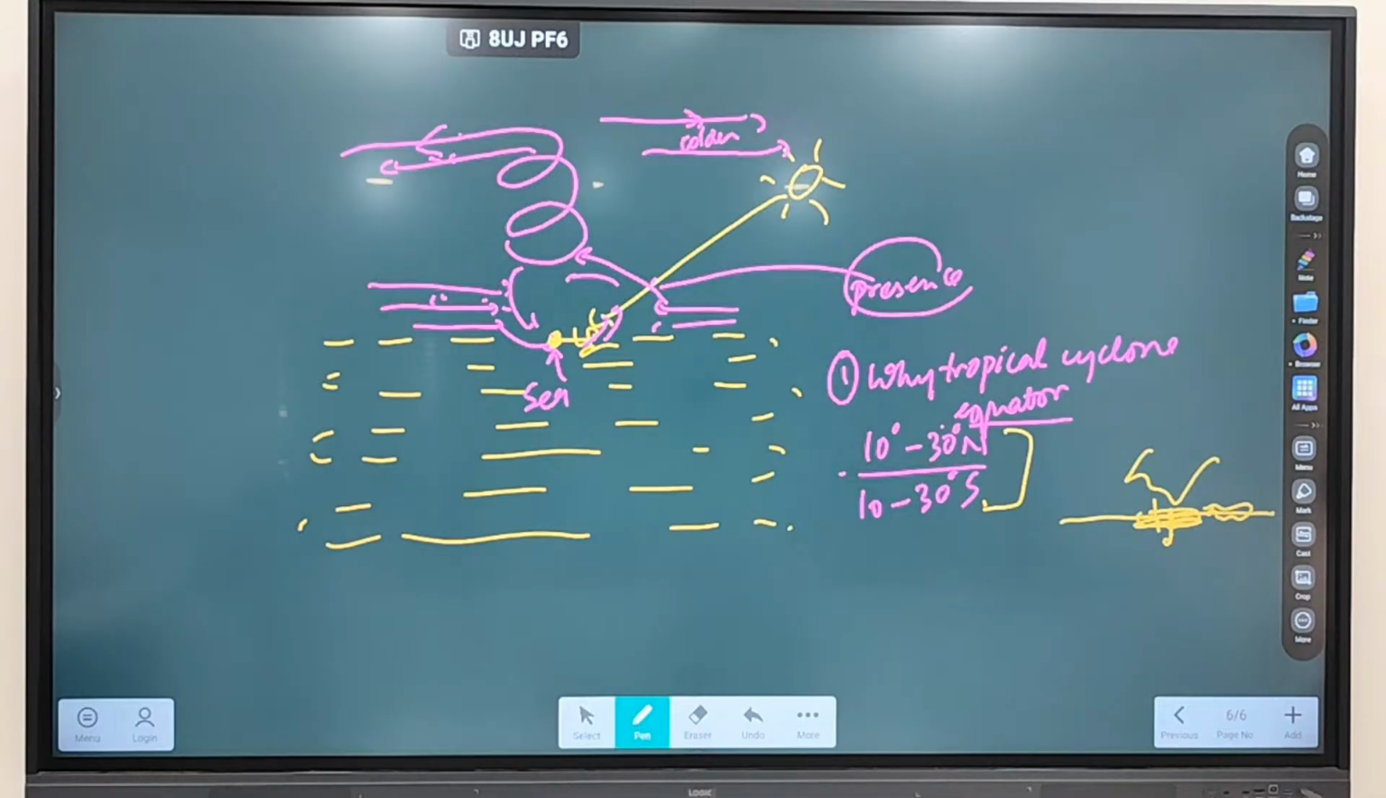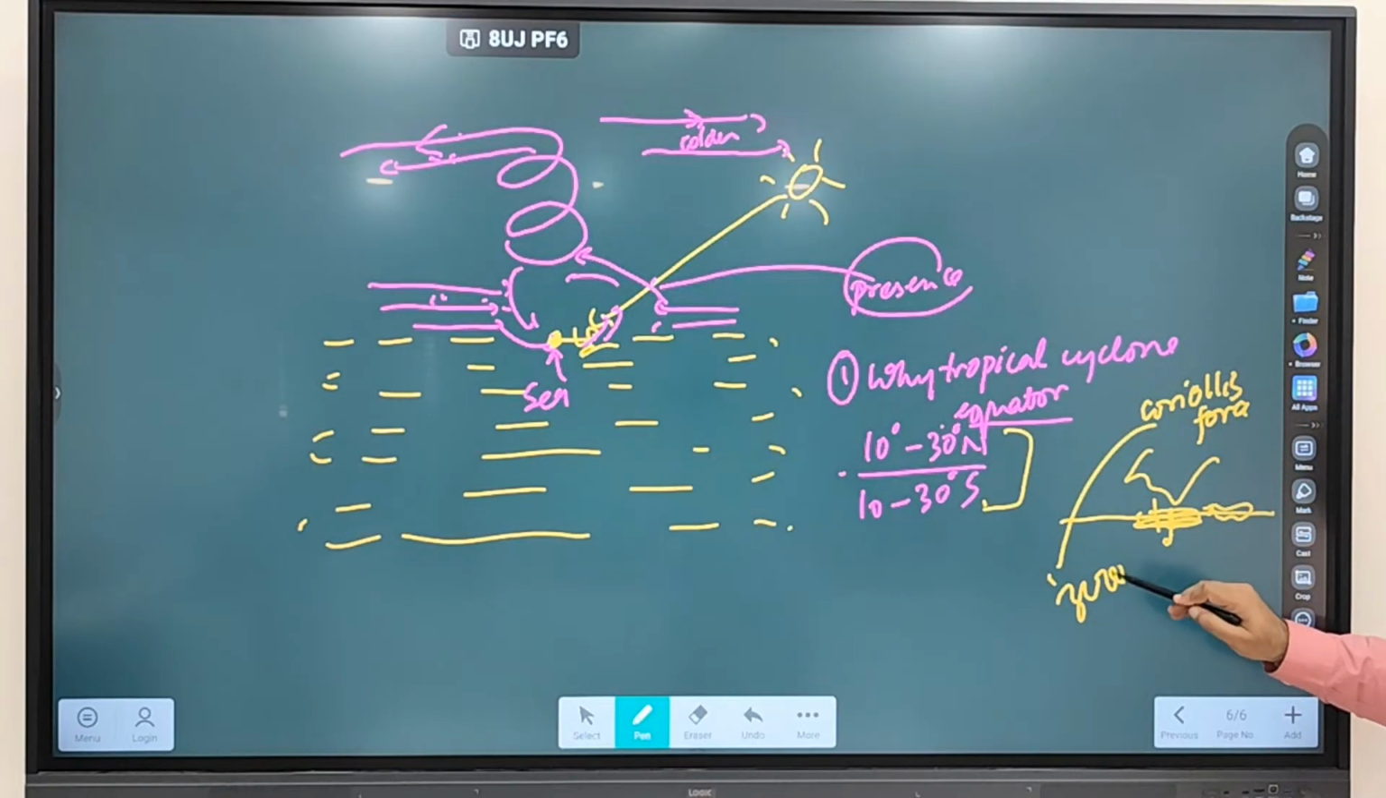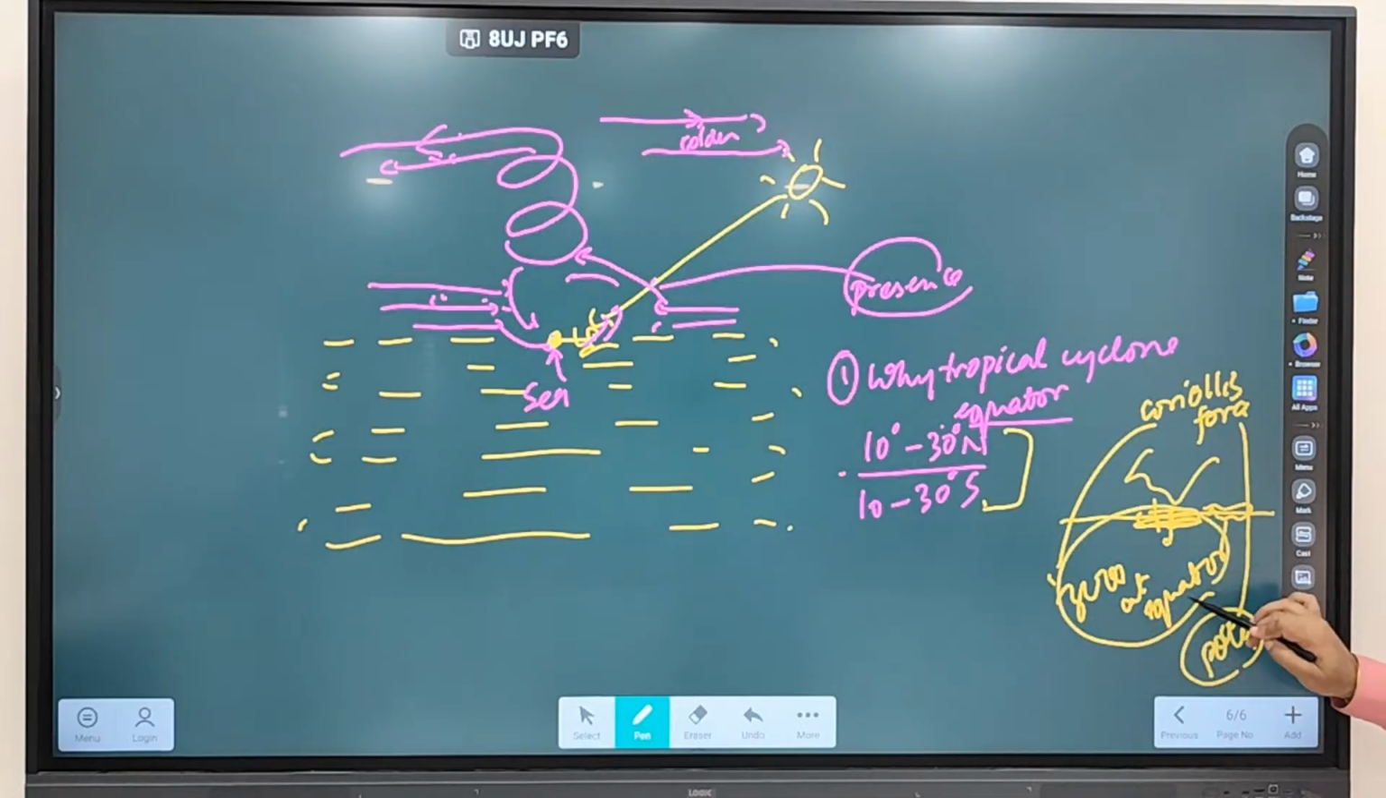The reason is the Coriolis force. We discussed Coriolis force is zero at the equator. Coriolis force is maximum at the poles. Please revise the previous one. Coriolis force is 0 at the equator, and Coriolis force is maximum at the poles. This is what we have discussed with regard to Coriolis force.